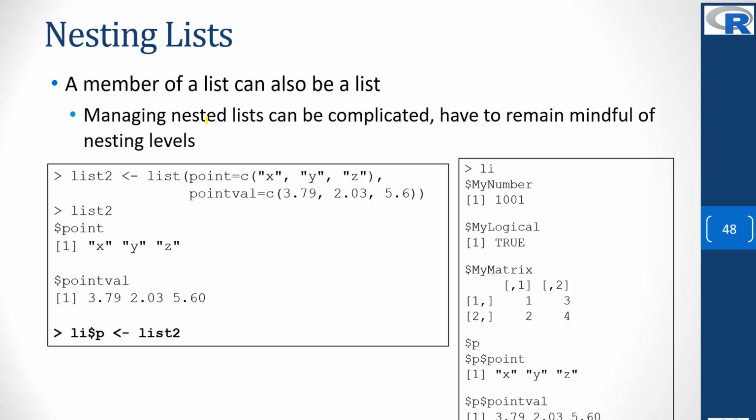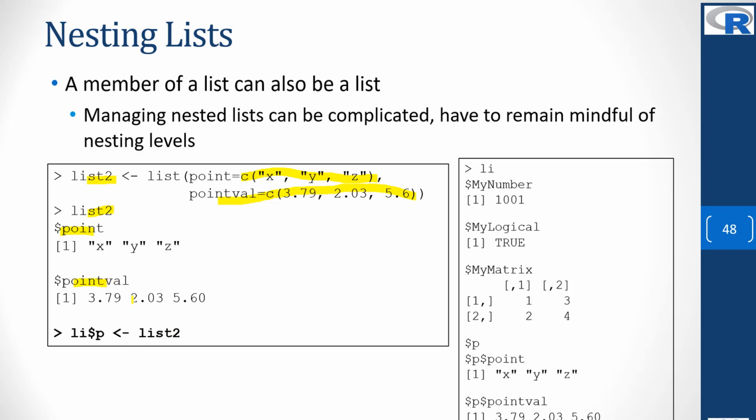We can nest our lists. We can have a list that's a member of a list. This does get complicated. You have to keep in mind the structure of your list. In this example, we're creating list 2 with the list function. We're passing a vector of these names of points, x, y, and z, and then we're passing these values for the x, y, and z points. And so we have list 2, and here are the elements of that list.